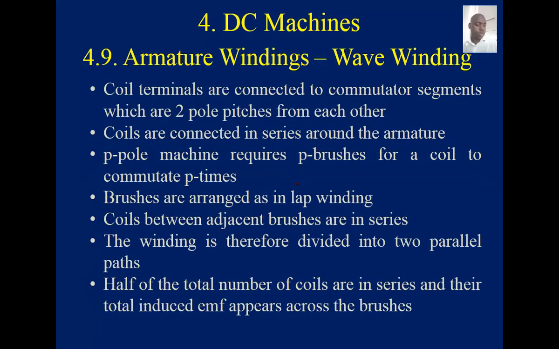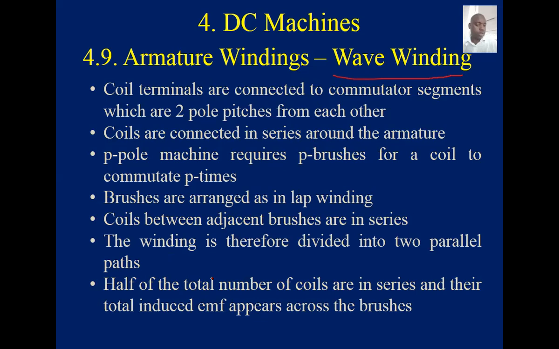Then for a P-pole machine, it will require P brushes for the coil to commutate. That is the same thing even in lap windings. And the brushes are arranged as in lap winding. That means they are evenly spaced around the machine periphery. And the coils between adjacent brushes are again in series, and the winding is therefore divided into two parallel parts. So in wave winding, the number of poles doesn't matter. We will still have two parallel parts.